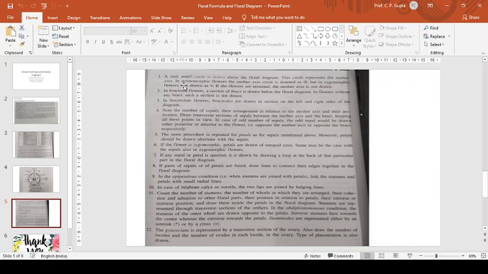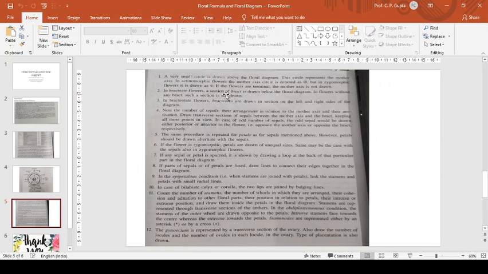A very small circle is drawn above the floral diagram. This circle represents the mother axis. In an actinomorphic flower, the mother axis circle is denoted as a plus in a circle. But in a zygomorphic flower, it is drawn as a vertical line in a circle. If the flowers are terminal, the mother axis is not drawn.